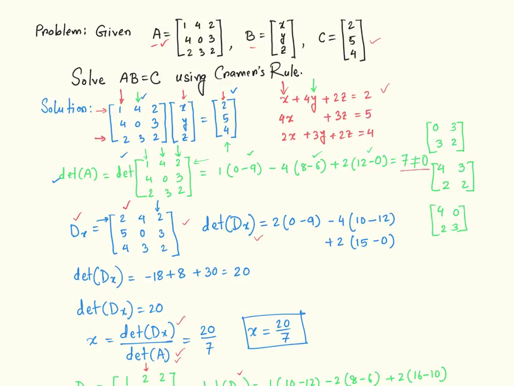Now in exactly the same way, we do the same thing for y. Replace the y coefficients in the A matrix by the constants C, find D sub y, find the determinant of D sub y, and then divide it by the determinant of A to get the y solution. Then the same thing for z. Replace the z coefficients in the given matrix A by the constants C, which is 2, 5, 4, and then we call it D sub z, find the determinant of D sub z, and divide that value by the determinant of A to get the solution for z. And finally, we get the solutions x, y, and z.